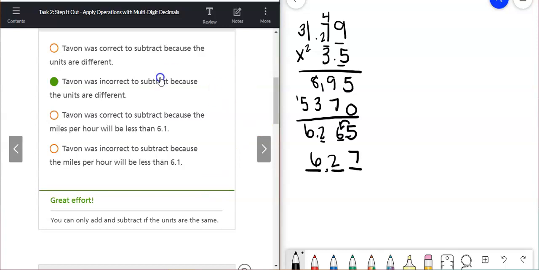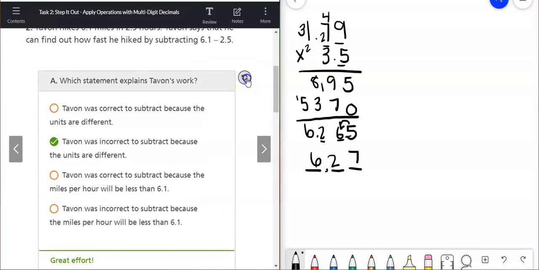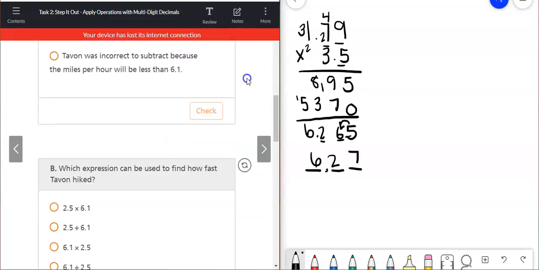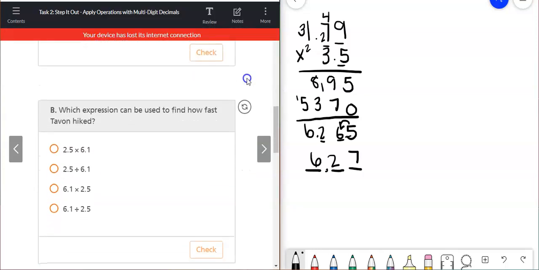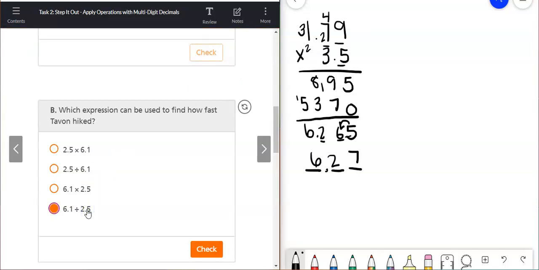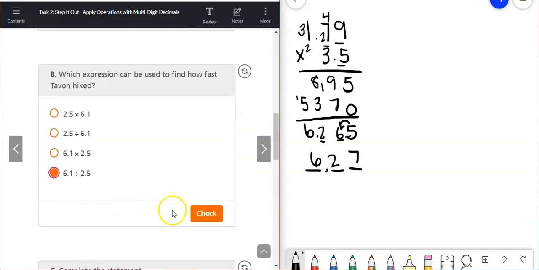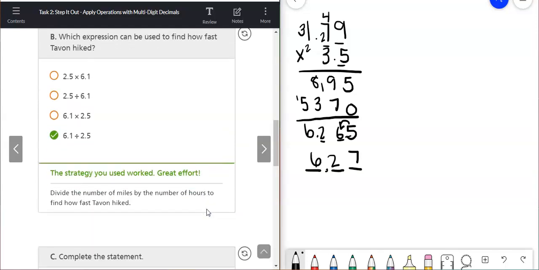Tavon was incorrect to subtract because the units are different. One is 6.1 miles and the other is 2.5 hours. We're actually going to be dividing because it asks us to find out how fast he hiked. So that'd be miles per hour. Remember, per is division. Which expression can be used to find how fast he hiked? We're going to be doing 6.1 divided by 2.5 because that's miles per hour right there.